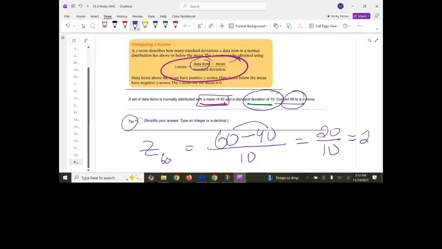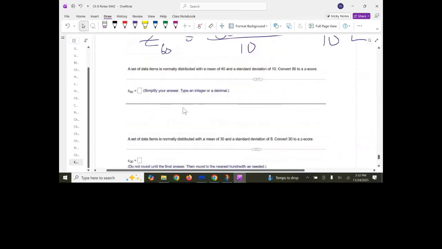And 20 divided by 10 is 2. What this tells me, y'all, is that a score of 60 is 2 deviations above the mean. Why is it above? Because that 2 there, y'all, is positive. Okay. All right, look, let's try another one here.